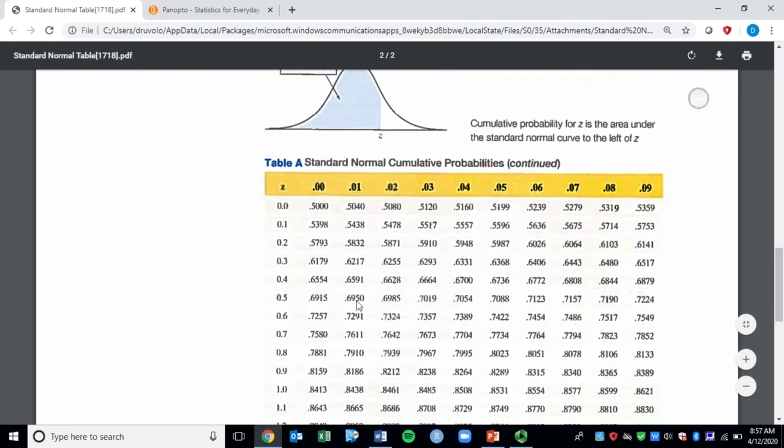Did you go to the other page here? So 0.4, and we go across here up to 8. See where they come together? I got here 0.6844.